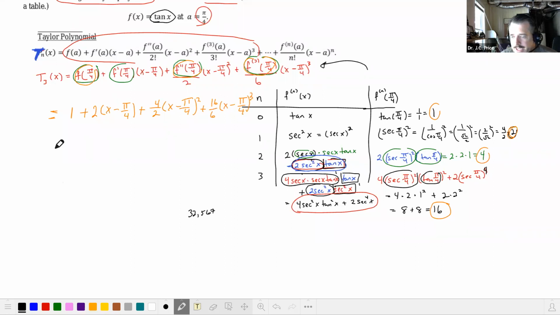And so then finally, this is going to be equal to 1 plus 2. I can simplify it just a little bit. You could have done this above, but I really want to show my work on this video for you guys. So 4 divided by 2 is 2, times x minus pi over 4 squared. And then plus, this reduces to what, 8 over 3? The 2's cancel, so 8 over 3, x minus pi over 4, quantity cubed. So that's got a lot of great stuff in it for you guys.